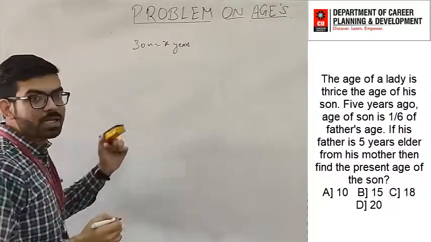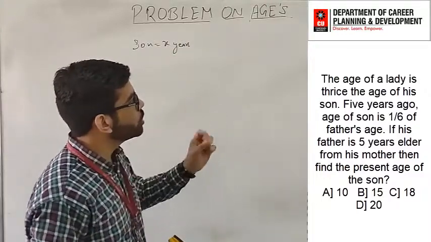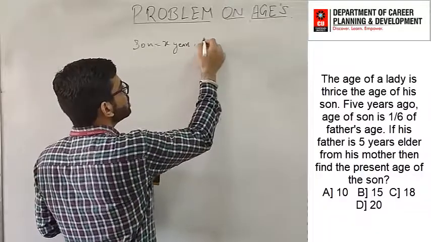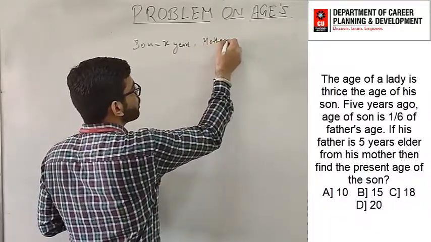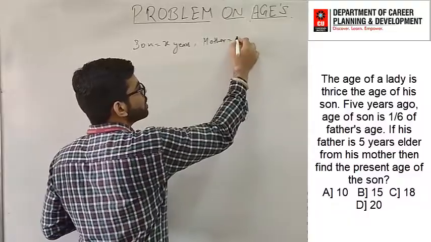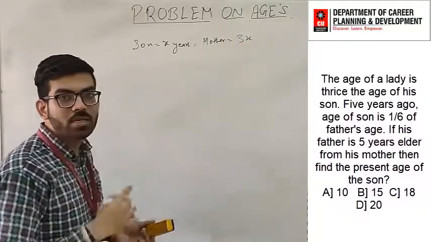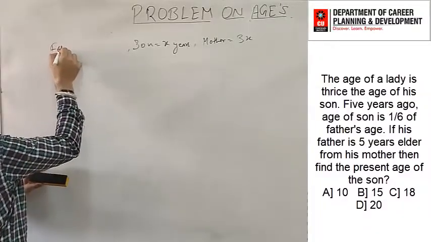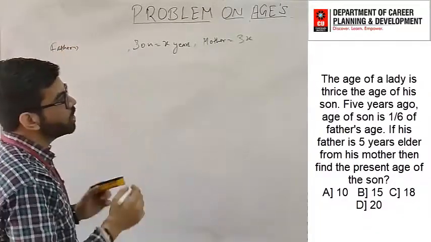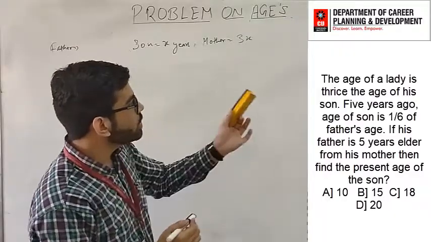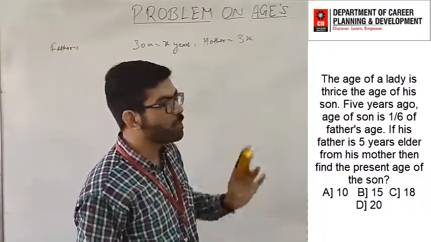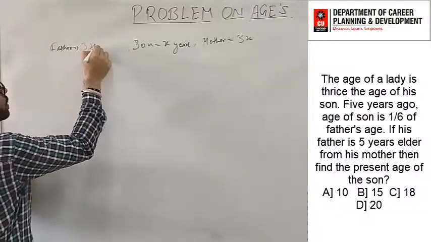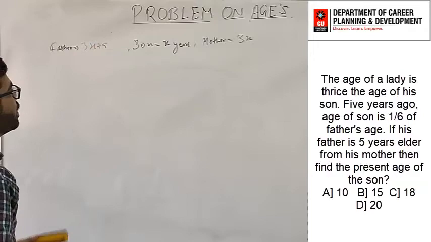If the age of the son is x here, then according to the question, the lady is thrice the age of her son. That means his mother's age will be thrice of this number, that is 3x. In the same way, we go to the father's age. According to the statement, the father is 5 years elder than his mother, who is 3x, so his father will be 3x plus 5.